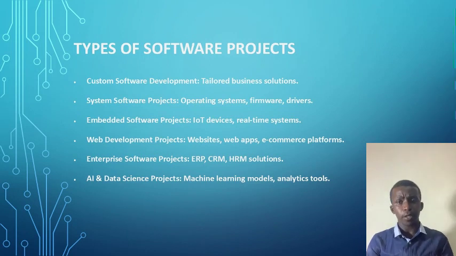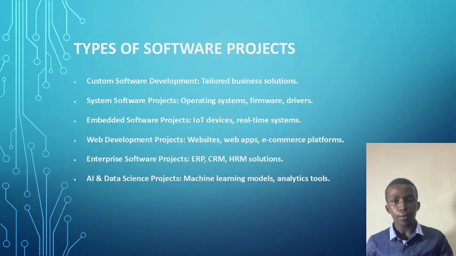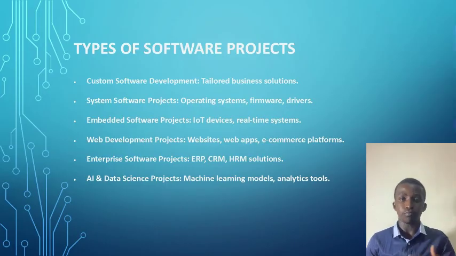Software projects can be classified into categories based on their purpose, and common types may include custom software development, system software projects, and embedded software projects. We can also have web development projects, AI and data science projects, since AI is now the trending thing in the IT sector. So we can also have projects about AI.